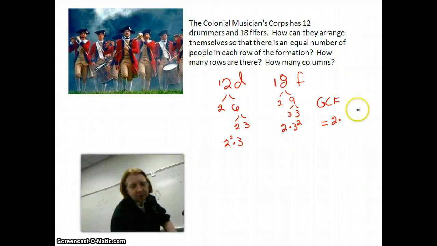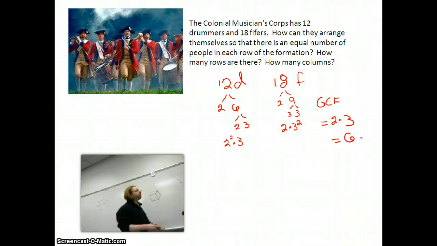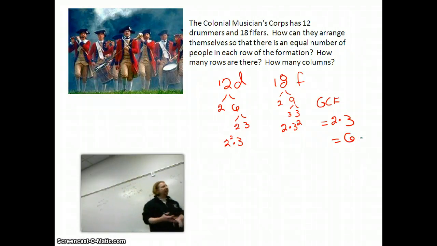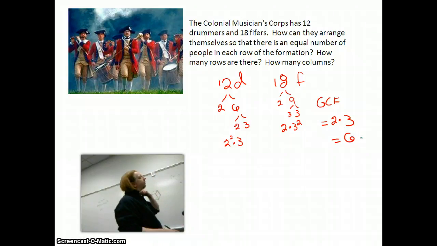Now, the problem with these problems is that it's usually not set up as just the question of what's the greatest common factor of 12 and 18. You have to think past that. For example, this one goes on to ask, all right, how do you arrange it so that there's an equal number of people in each row? How many rows are there total, and how many columns are there? And this is where things get kind of weird. So you use that GCF to organize it.